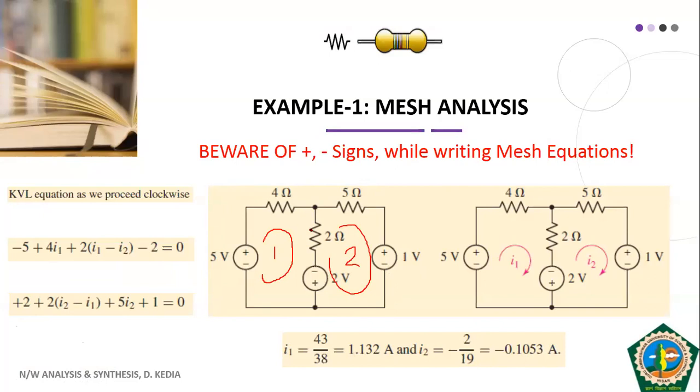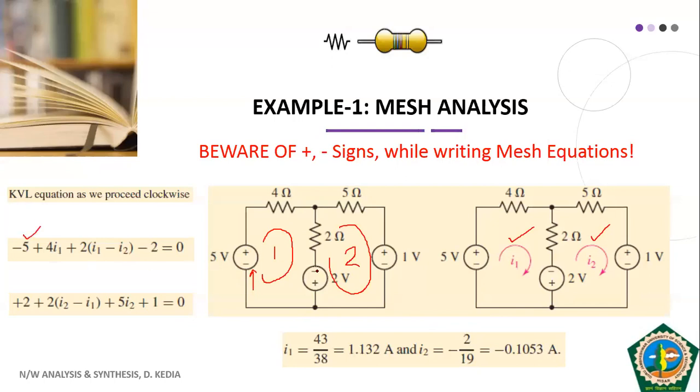Fine. So in this mesh 1 we indicate I1, we take a clockwise direction. In the second mesh we simply, without giving a second thought, represent it with I2. Okay, now we have to write the KVL equation. So let us start with the sign convention that we assumed in KVL. The same thing we will write here. As we are entering from the negative terminal, we'll write -5.